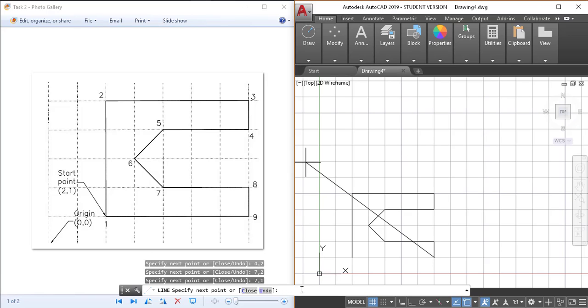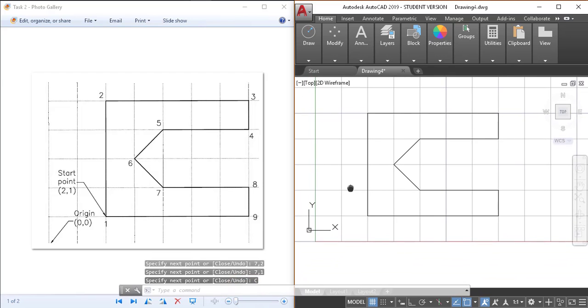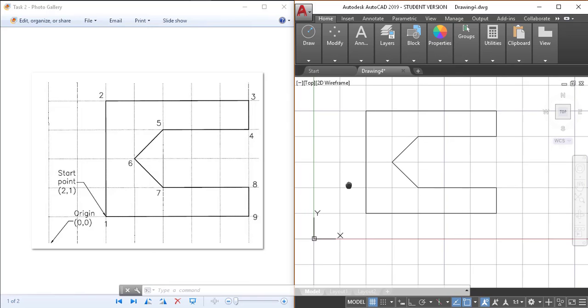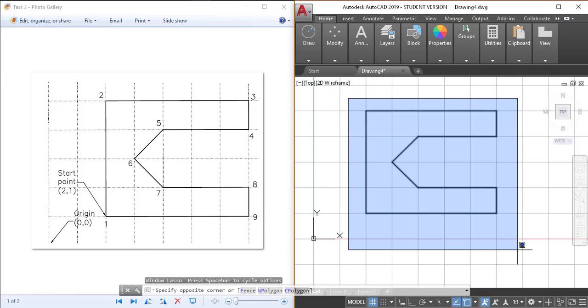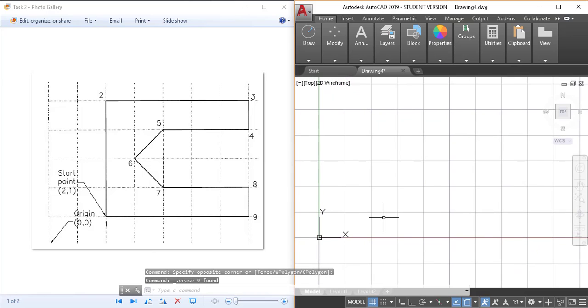In order to go back to point 1, the start point, we can simply click on this close button. So in this way we can complete our drawing in the absolute coordinate system. Now we will draw the same drawing in the relative coordinate system, which is a bit easier as compared to the absolute coordinate system.